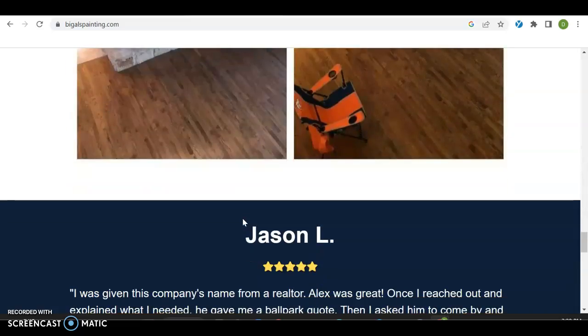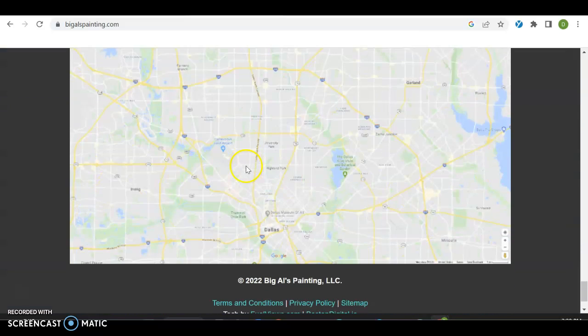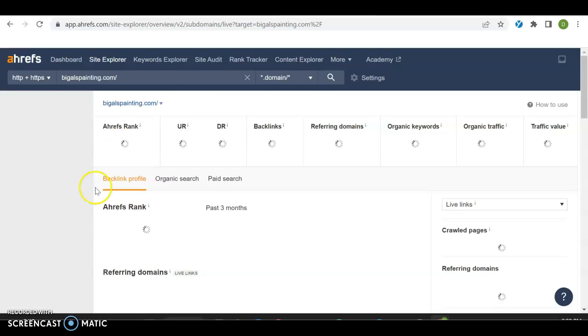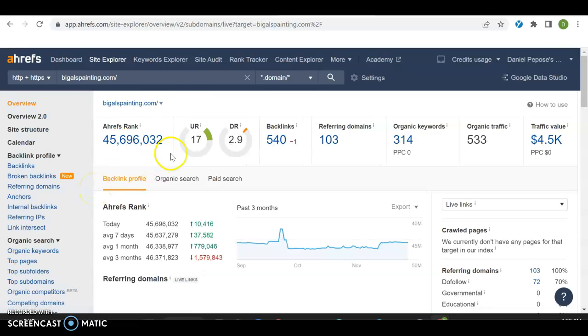Now, obviously, that does pair with backlinks as well. So let's take a look behind the page and see what it is they're doing. So here we got their UR rating. They have a 17 strength level for their website, and they have only a 2.9 for Google. That's because they have a lot more backlinks than you, 539 to be exact. They also have 102 more referring domains.